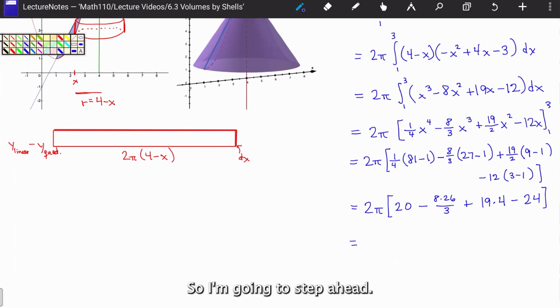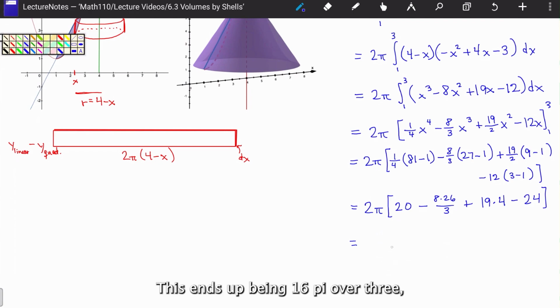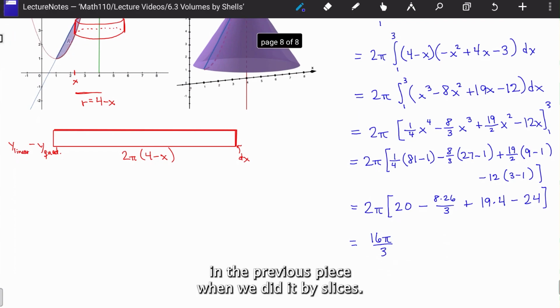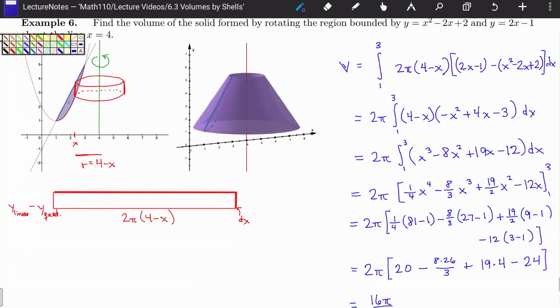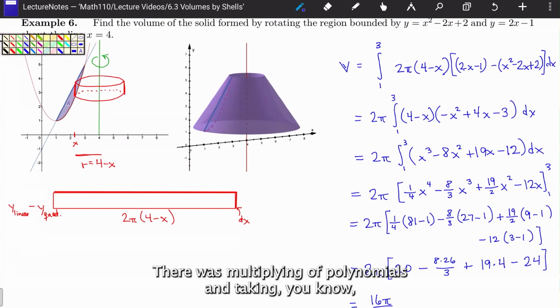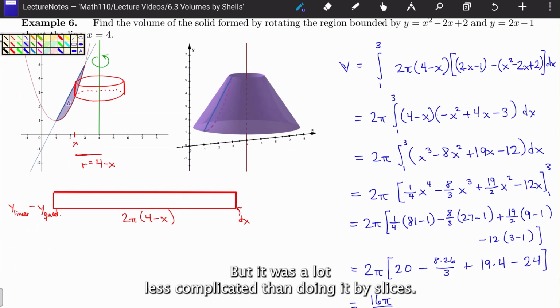So I'm going to skip ahead all of the fraction manipulation here. This ends up being 16 pi over 3, which was in fact the volume that we calculated in the previous piece when we did it by slices. This was, I think, significantly easier. There was multiplying of polynomials and using some power rules and dealing with some fractions, but it was a lot less complicated than doing it by slices.